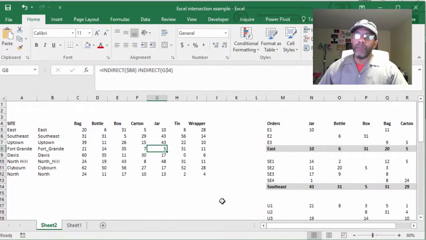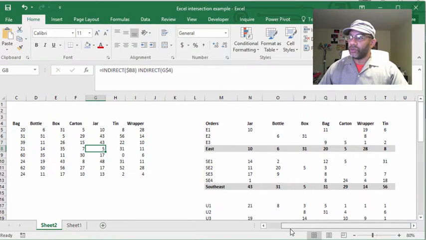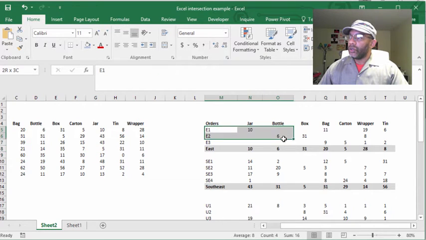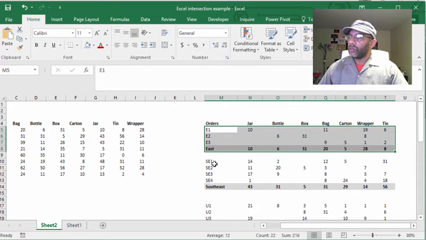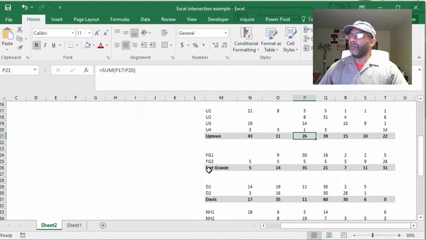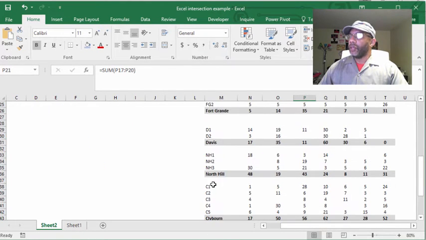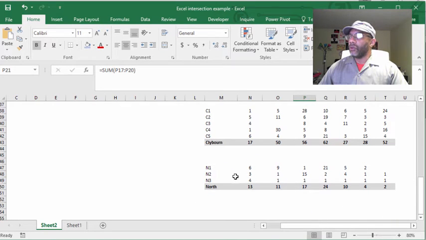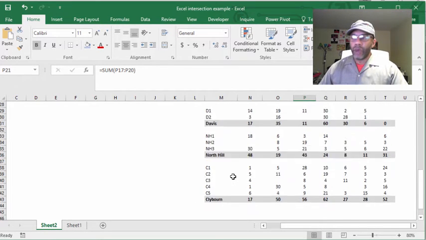In my example, in my video, I have a similar situation. These many ranges, east, southeast, on down where you've got Fort Grand, Davis, Clybourne, north, all of these mini ranges.